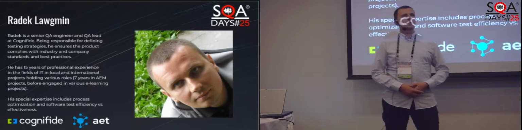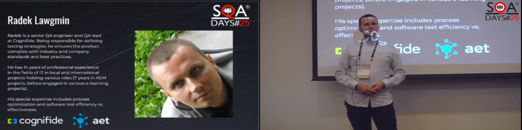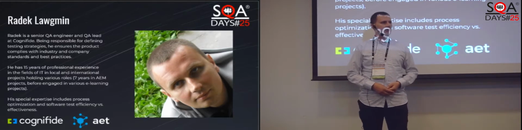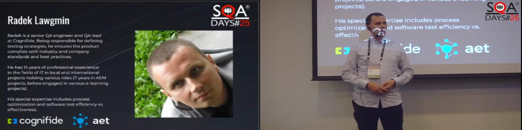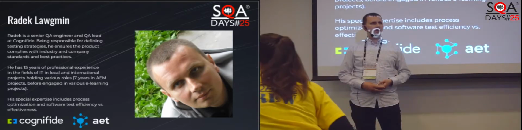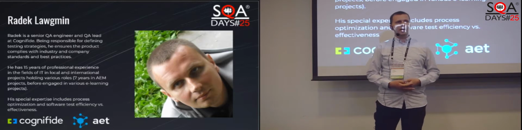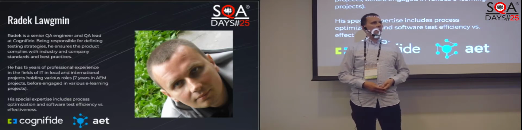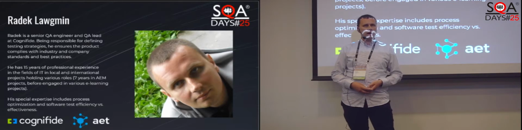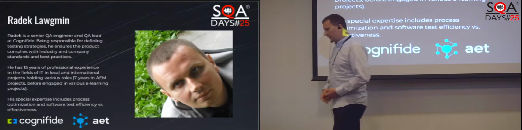I'm Radek Lawgmin. I come from Poznań, Poland. So it's like the western part of the country. I work as a senior QA engineer and a QA lead at Cognified. So more or less, I do all those quality assurance stuff. Before, I did some project management. So maybe, I guess that's why I do my best to optimize our processes, and at the same time, I try to make my work a bit more efficient. So, yeah, that's a few words about me.